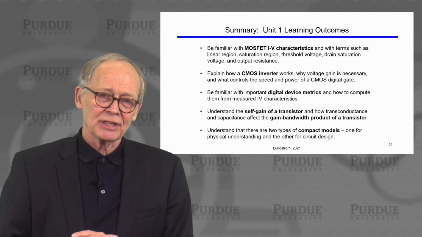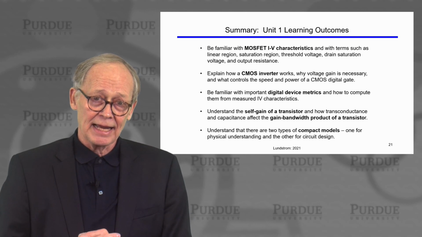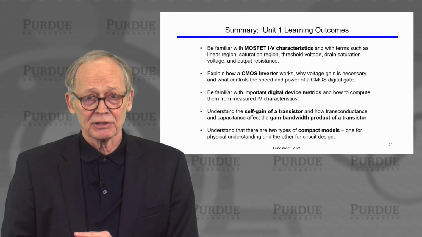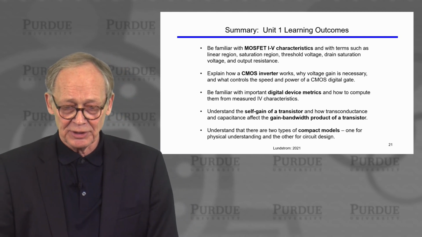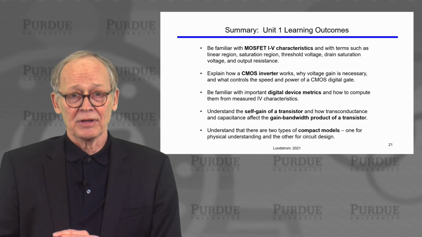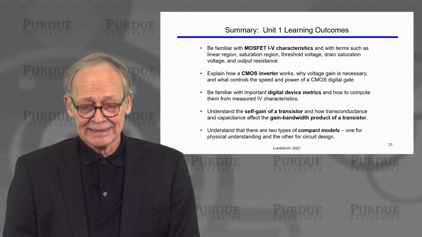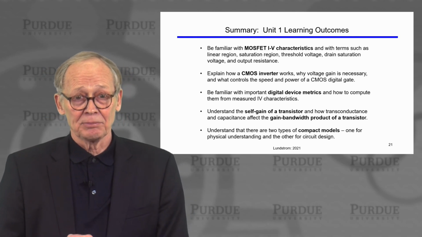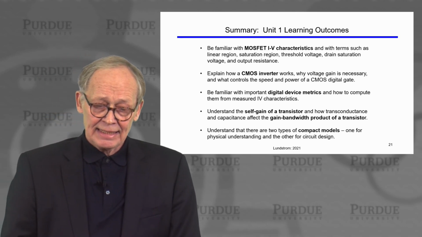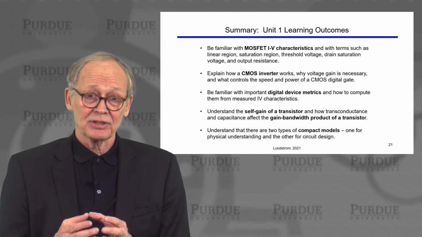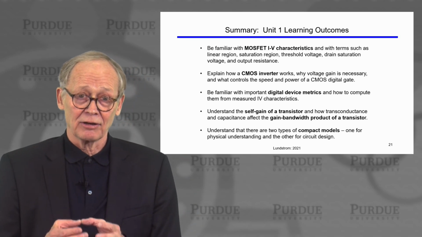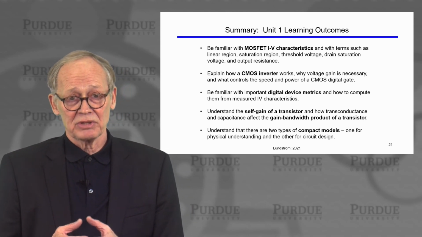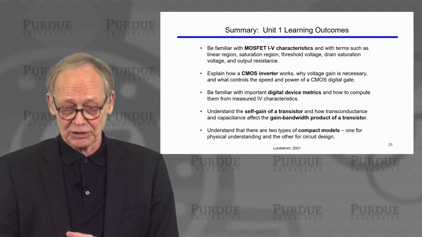All right, those are some concepts that you should try to be familiar with as we leave Unit 1 and move on to Unit 2. Be familiar with the MOSFET IV characteristics and all of the terminology associated with them. Be familiar with how a basic CMOS inverter works, why voltage gain is required, what controls the speed and the power of a digital circuit. Be familiar with some key device metrics that are important for digital electronics. Be familiar with just the 2 key device metrics that are important for analog circuits.